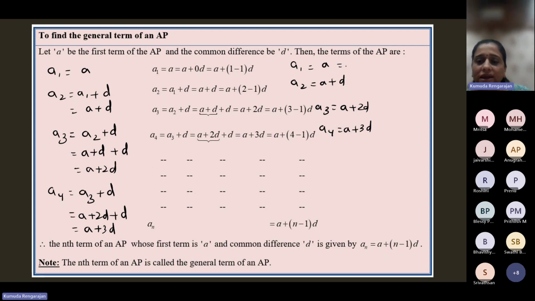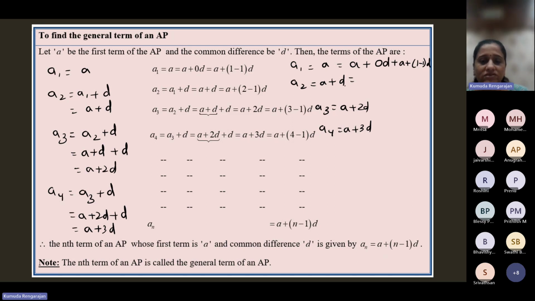Now, you want to write everything in terms of A and D. The first term A does not have D, right? So it is A plus 0D. You want every expression to have A and D in it. Now the 0 can be written as 1 minus 1, so A plus 1 minus 1 into D.